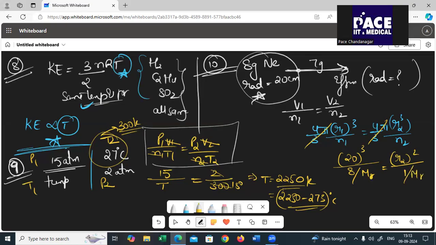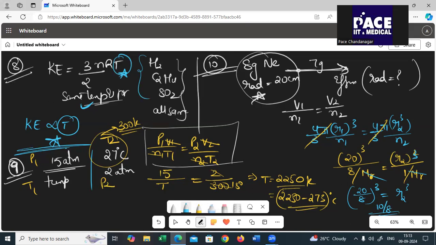Because 7 grams have been effused out, what will be the radius of the balloon now? 7 grams went out, so only 1 gram is left in the balloon. The radius of the balloon is being asked. So this cancels. Now this is 20 cube by 8, which is 20 by 8, the whole cube, equal to R2 cube. 20 by 8, which is 10 by 8, is your answer here. That would be the radius of your balloon under these conditions.